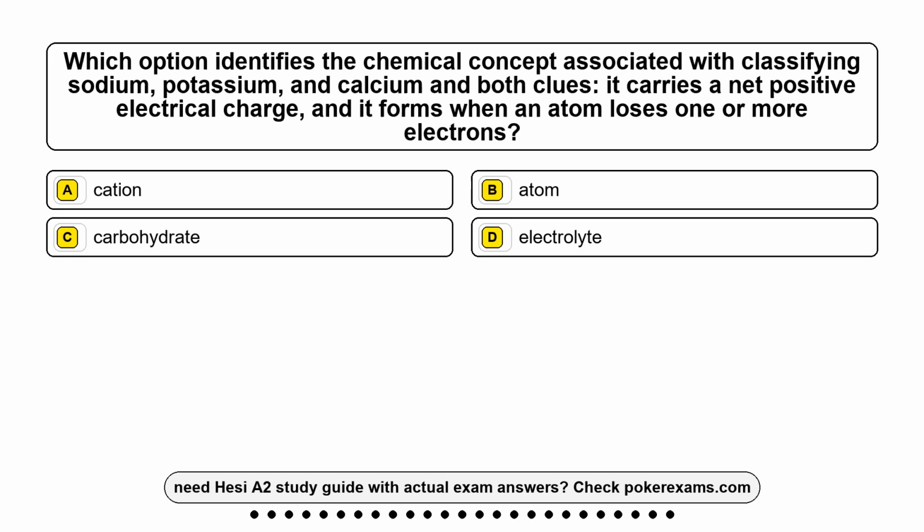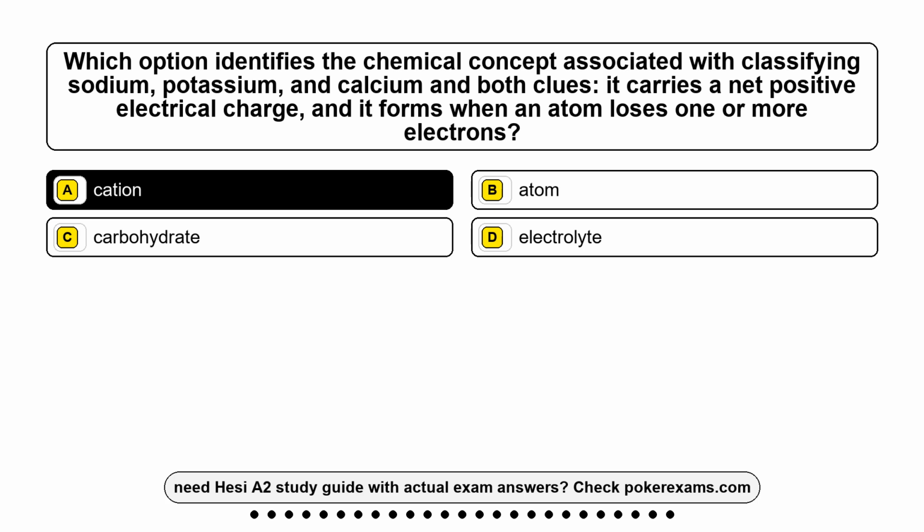Question 20. Which option identifies the chemical concept associated with classifying sodium, potassium, and calcium in both clues? It carries a net positive electrical charge, and it forms when an atom loses one or more electrons. Option A, cation. Option B, atom. Option C, carbohydrate. Option D, electrolyte. The correct answer is option A, cation.